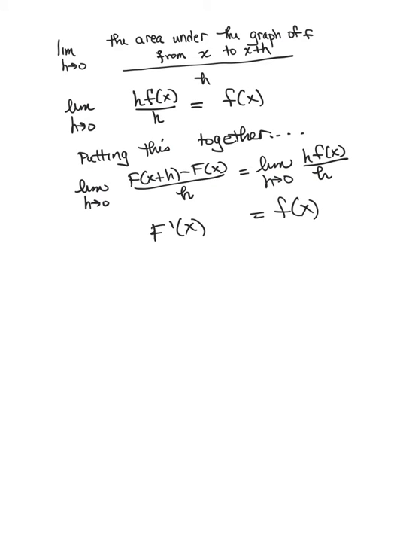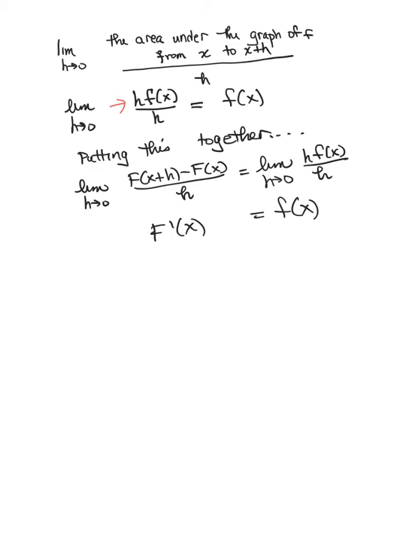So going back, the limit as h approaches 0 of the area under the graph of f from x to x plus h approaches the area of a rectangle with a width of h and a height of f of x. And that's written here. So we get the area of that rectangle, but we still have to divide by h. And the h's divide through, and f of x is a constant relative to h.